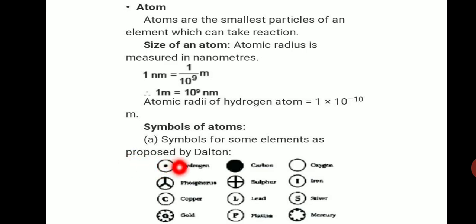Dalton's symbols, all these are pictorial representation. So in order to represent hydrogen, one circle with a dot at the center. Then carbon, a shaded circle. Oxygen, a circle with no shading. Phosphorus, this is the symbol. Sulfur, iron, silver, lead, copper, gold, etc. are represented like this. These are all Dalton's symbols for the representation of elements.